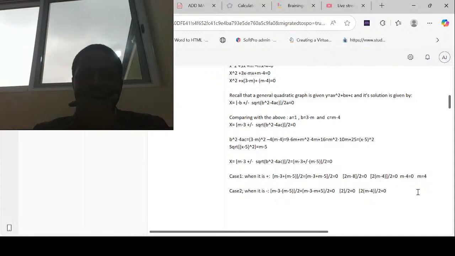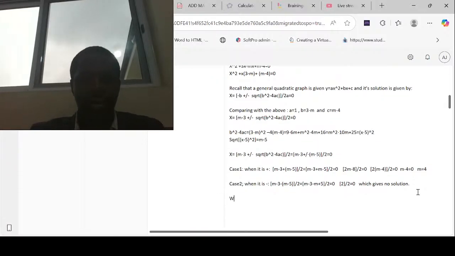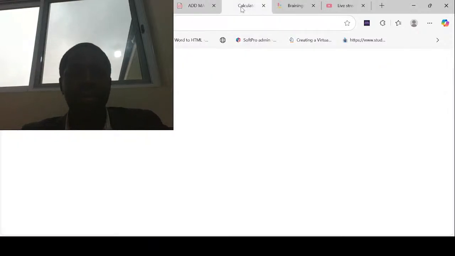Because it's just m minus 3 minus, which gives no solution. Don't worry, we'll use our practical experiment to check it. Which gives no what? Solution, right? So which means m has to be what? Which means the value of m is what? m is 4, right? So let's go back to our GeoGebra.